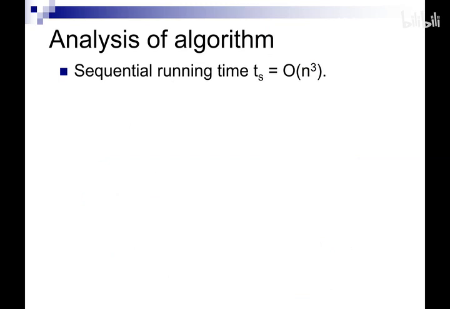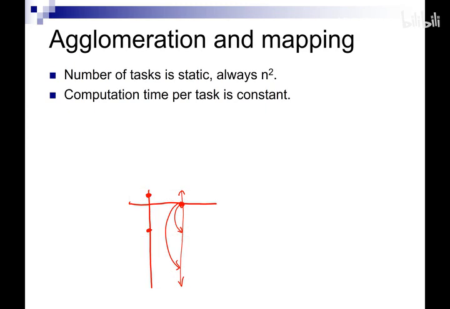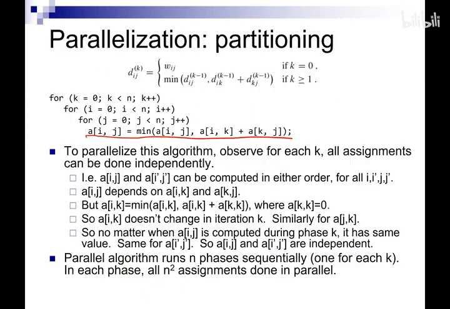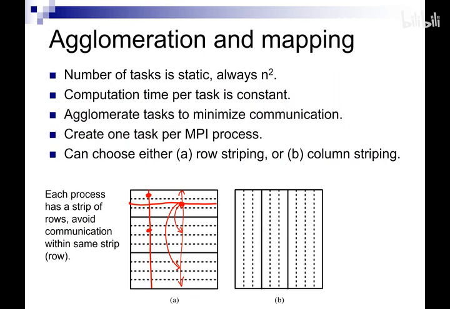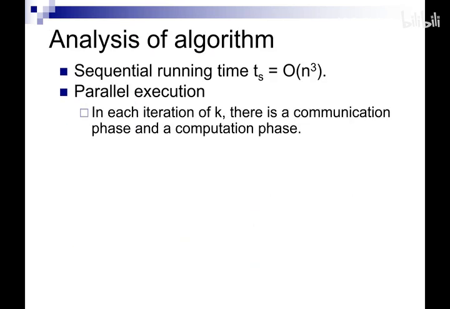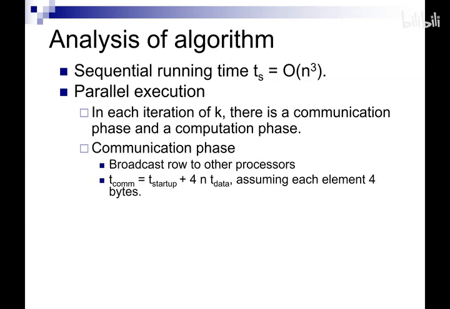So lastly, let's look at whether this implementation is sufficient or not. We're going to look at the sequential running time of the algorithm. Sequential running time is basically Floyd-Warshall has 3 nested loops. If you go back to the code over here, we've got 3 nested loops, each of size n. So the sequential running time is going to be n cubed. For the parallel execution, we're going to look at each phase separately. Each phase has a communication part and a computation part.